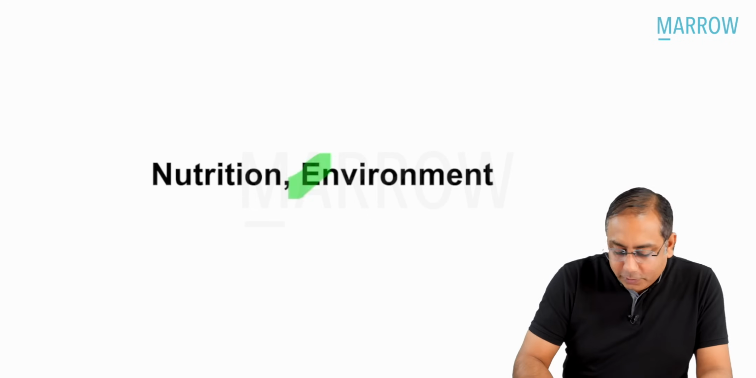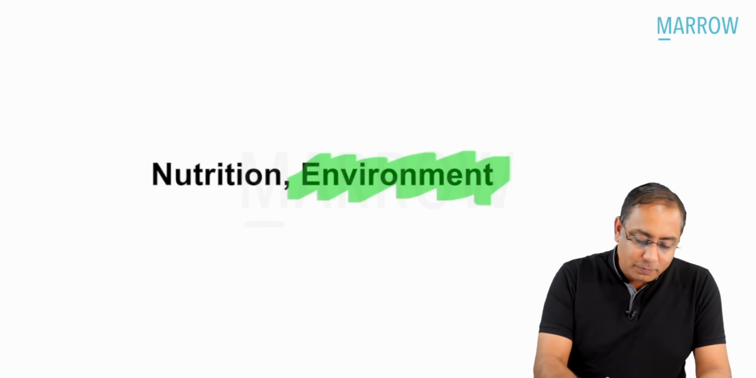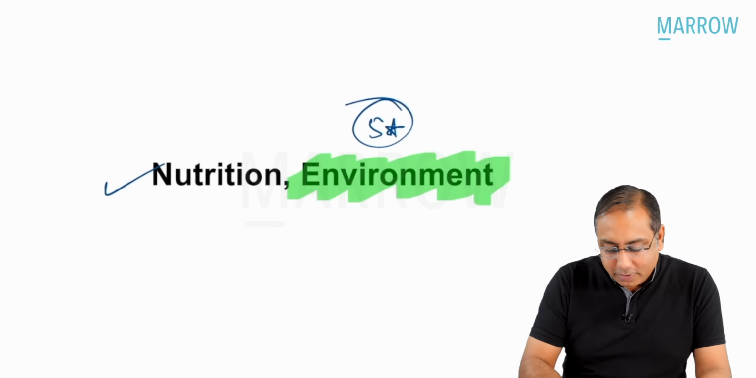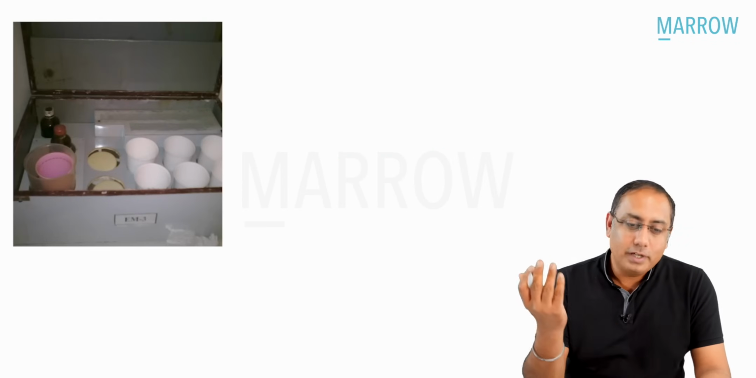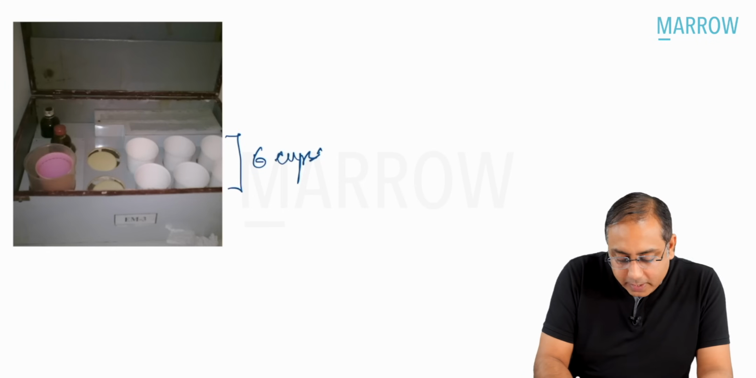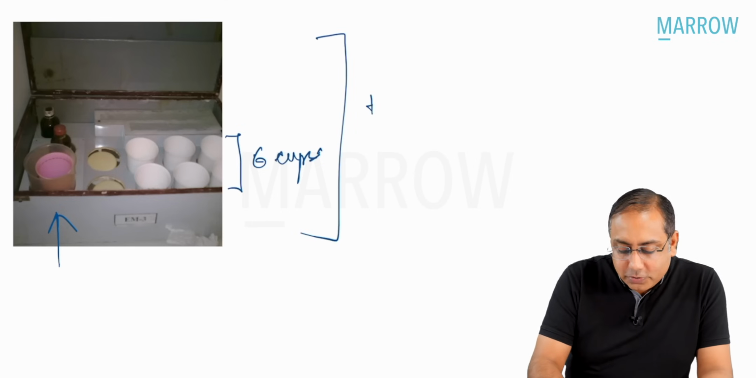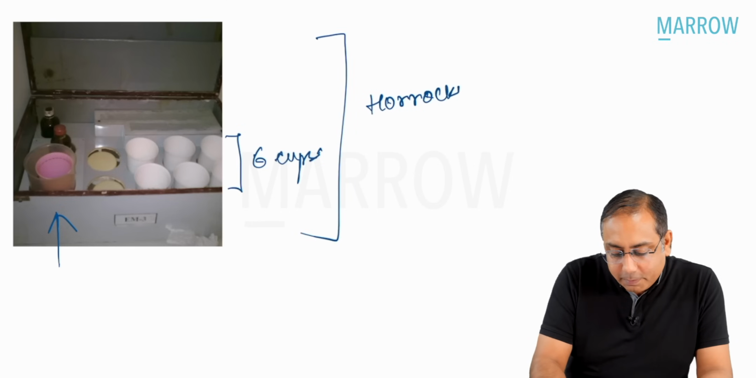So now coming over to the next chapter, beta, that is environment, which is a 5-star MCQ. Recently, a lot of questions have started coming on environment, and of course we are going to talk about nutrition as well. First image in the environment and nutrition chapter: what do you see here? You can see 6 cups, some bottles and reagents. What is this apparatus called? It is called Horrocks apparatus.